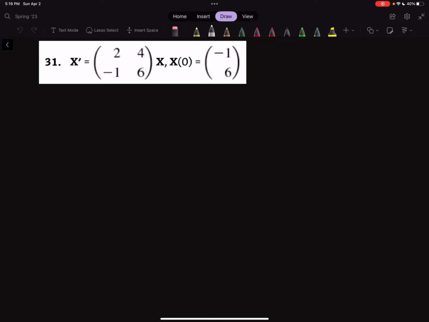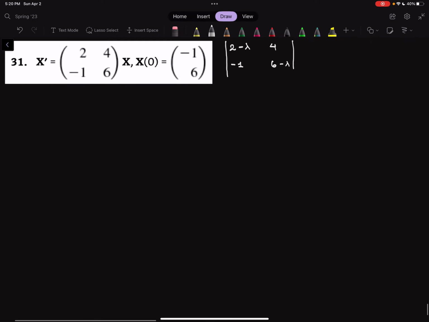Here we want to find the particular solution with this initial condition for this matrix equation. Okay, so we know that we have to solve the eigenvalue problem. So let's find the eigenvalue of that transformation matrix here. And the vertical lines indicate that we want the determinant of that.